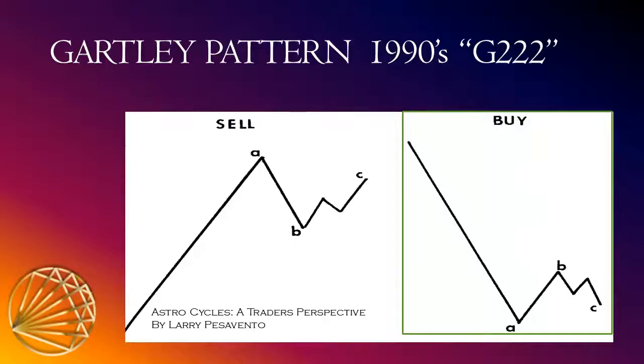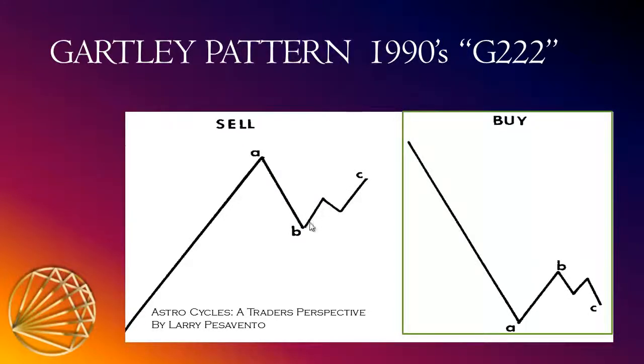So Larry took the book and ran with it, and then he published a book entitled Astro Cycles, A Trader's Perspective in the 90s. And in that book, Larry shows something very similar to the original Gartley material. Over here on the left, we have a sell signal. The labels are a little bit different, but we have a very strong rally. And then he says there's A, B, C.